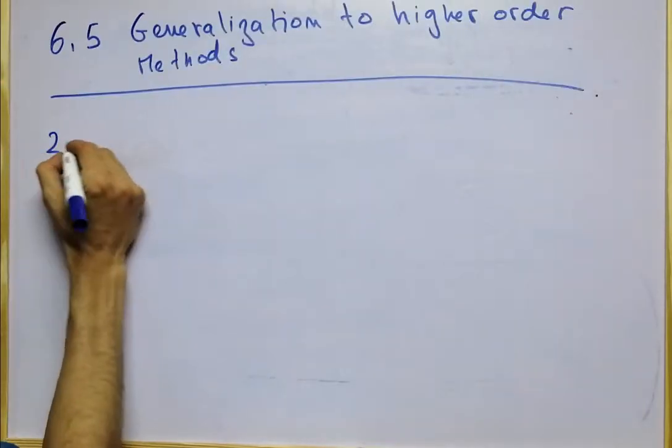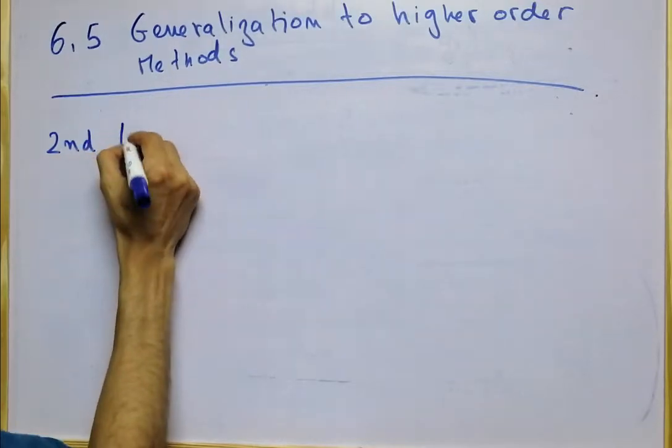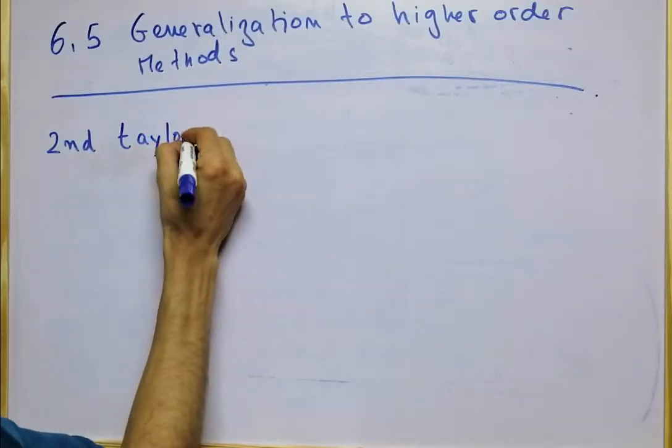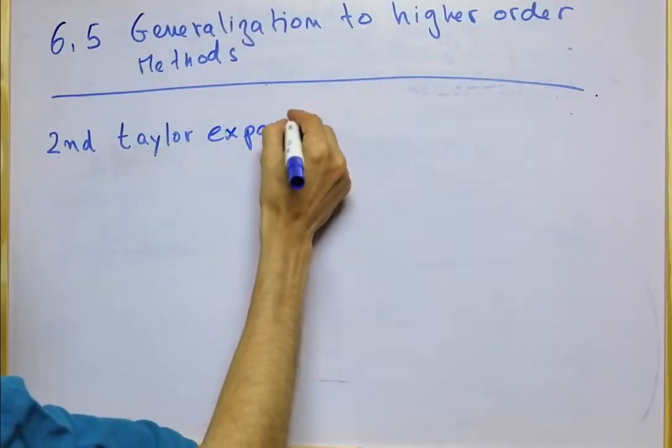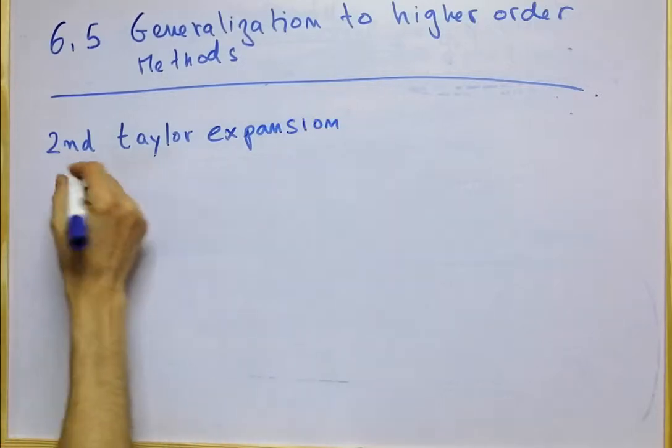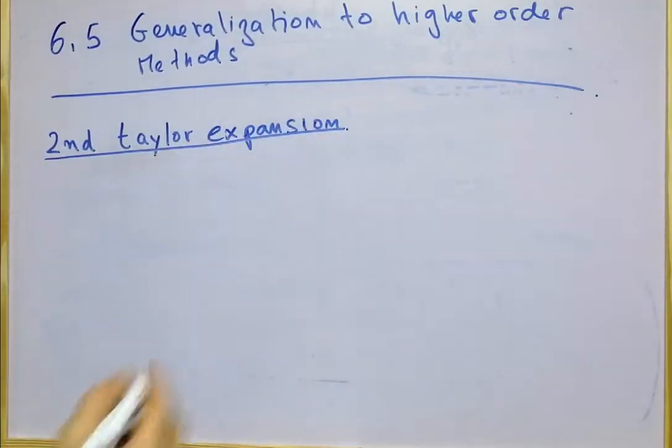So if we use a second order Taylor expansion, or for example a trapezoidal method, then we can expect to have a higher order method for solving the differential equation. So let's use the second order Taylor expansion, for example, and see what we get.